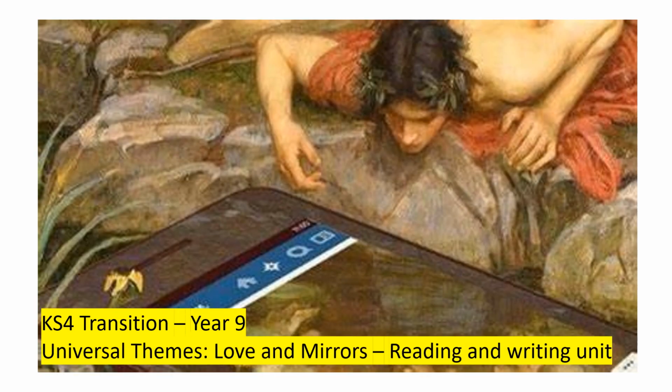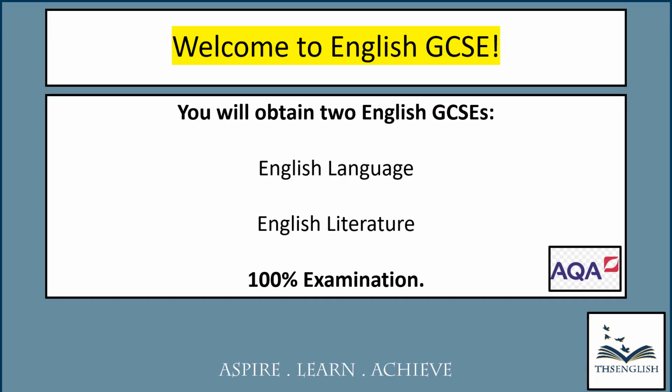And then the final unit you study in Year 9 before you start your GCSEs is the Love and Mirrors unit. This is a reading and writing unit where you look at some universal themes that will come up in your GCSEs, and it prepares you for that. So that's your Key Stage 3 curriculum explained for you, a whistle-stop tour.